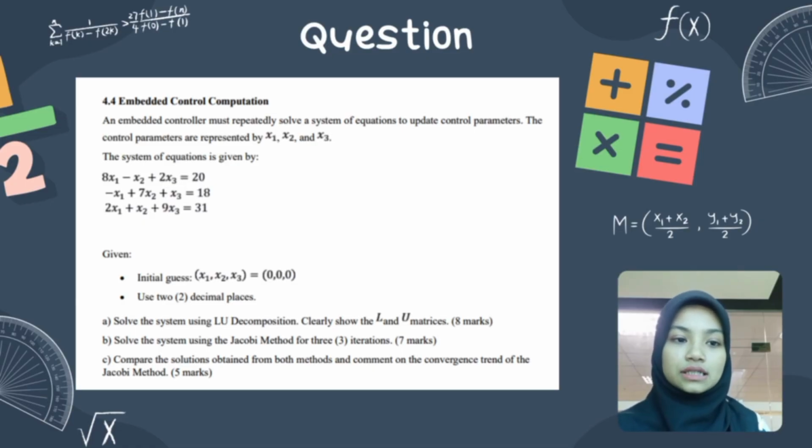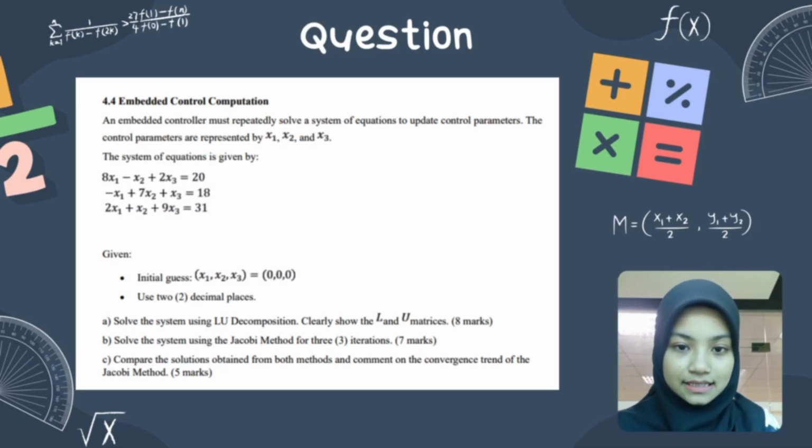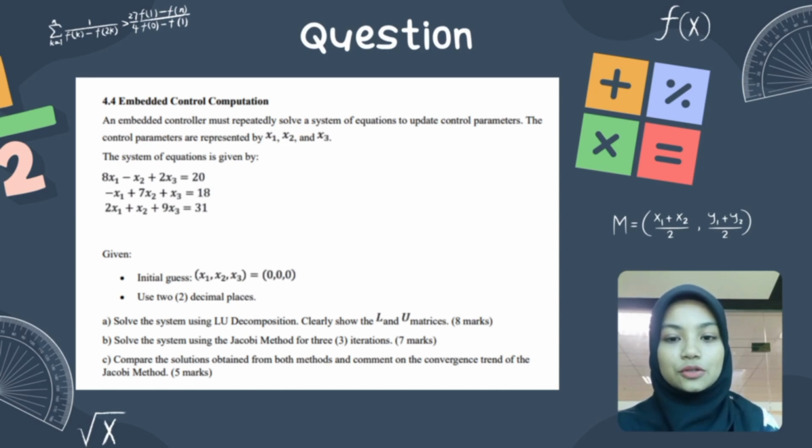The system of equations is given by: the first equation is 8x1 minus x2 plus 2x3 equal to 20. The second is minus x1 plus 7x2 plus x3 equal to 80. The third equation is 2x1 plus x2 plus 9x3 equal to 31. Given the initial guess x1, x2 and x3 equal to 0. The question requires two decimal places.